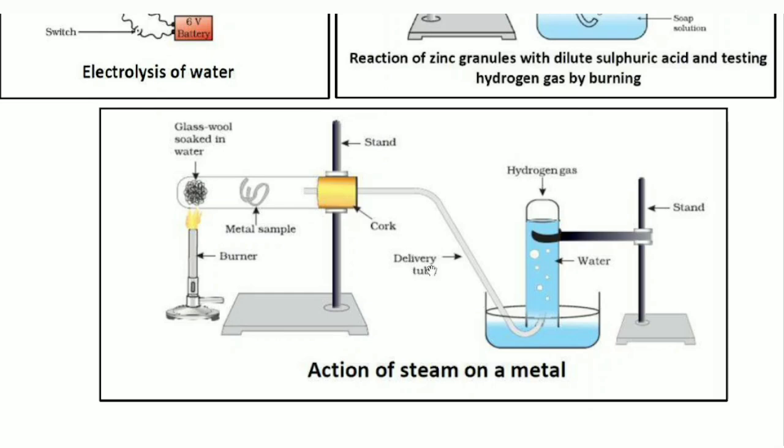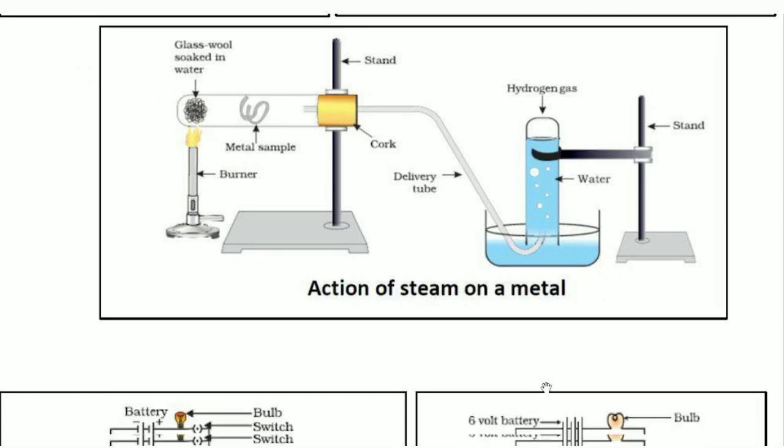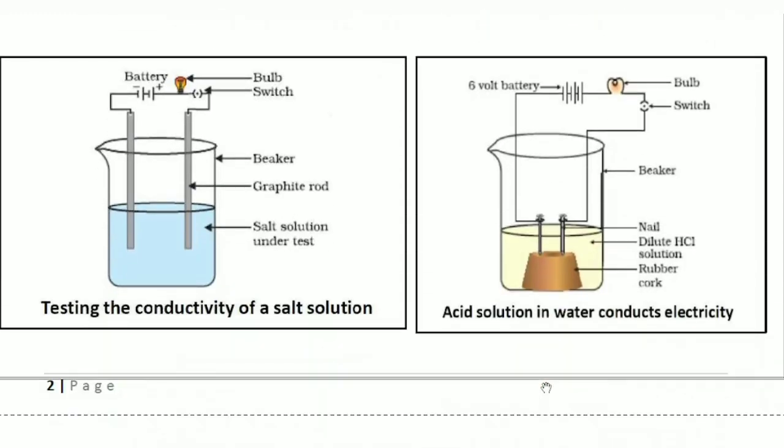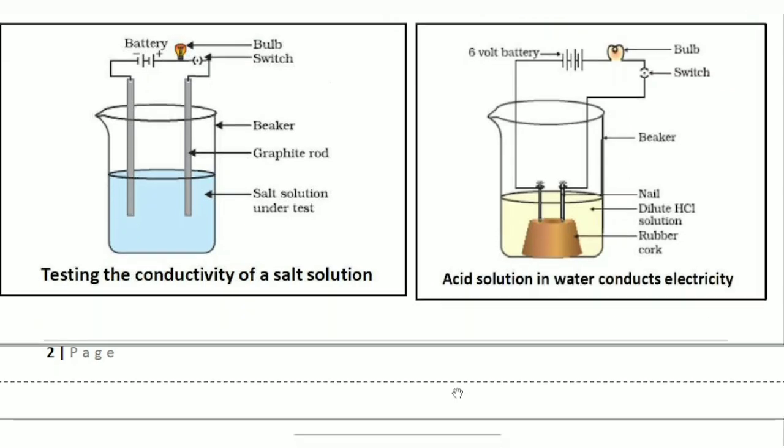So, action of steam on a metal. This is also very important. And the next one is testing the conductivity of a salt solution, and another one is an acid solution in water conducts electricity. So this is also important. These are the diagrams from chemistry.